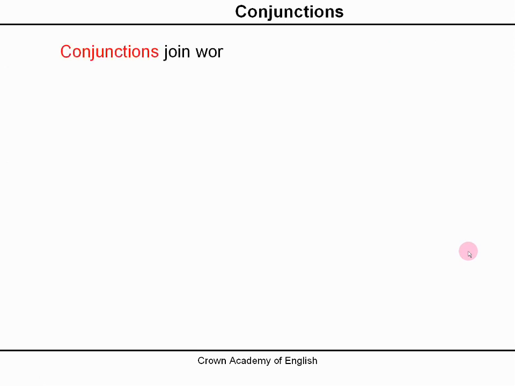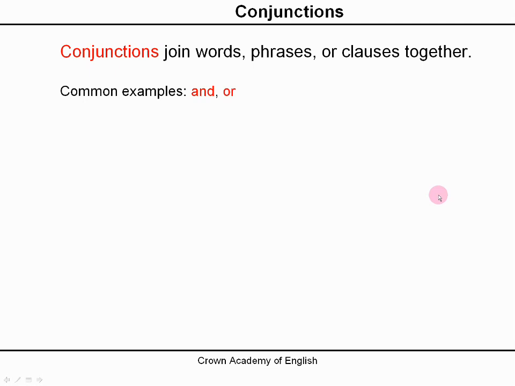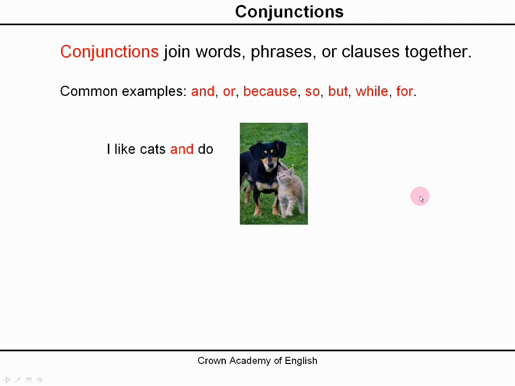Conjunctions. They join words, phrases, or clauses together. Common examples of conjunctions: and, or, because, so, but, while, for. And of course there are many others. I like cats and dogs. So the conjunction and is joining together the words cats with dogs.